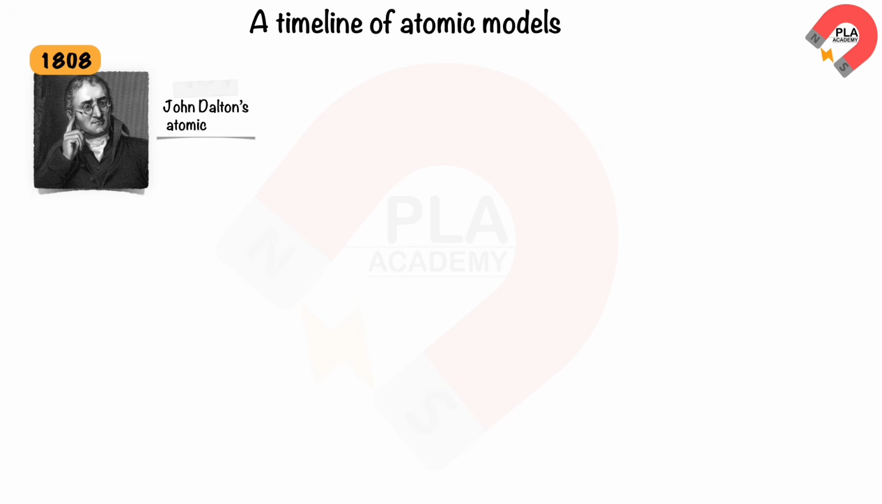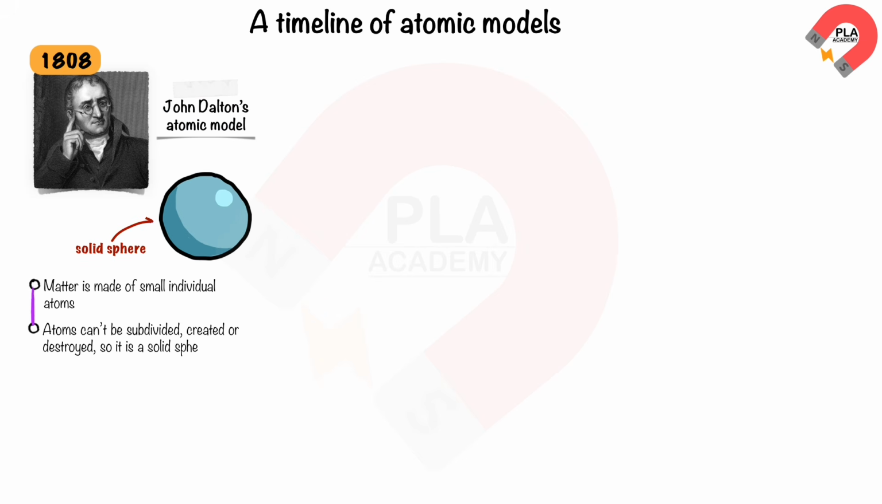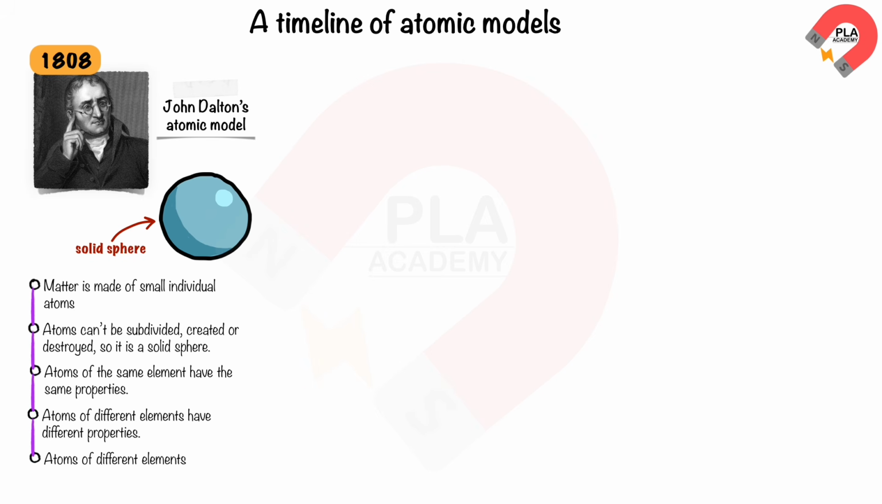John Dalton's atomic model. In 1808, John Dalton proposed his theory about the atom that matter is made of small individual atoms. Atoms can't be subdivided, created or destroyed, so it is a solid sphere. Atoms of the same element have the same properties. Atoms of different elements have different properties. Atoms of different elements can form compounds.